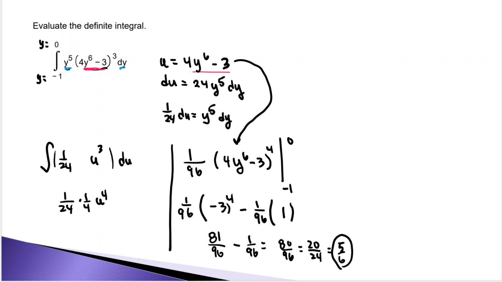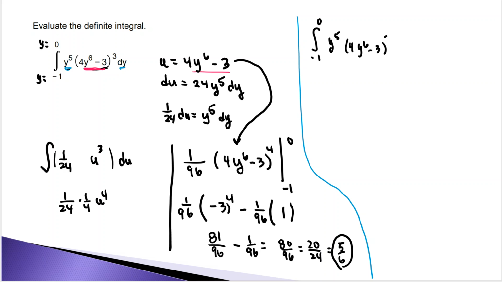There's another way that is a little bit more sophisticated, and if you ever have to do these for another class, this is going to make you look smarter to your professor. So let me just put a little line over here and show you how to do this the second way. It starts off the same way. So we still have our integral from minus 1 to 0 of y^5 times 4y^6 minus 3 cubed dy.